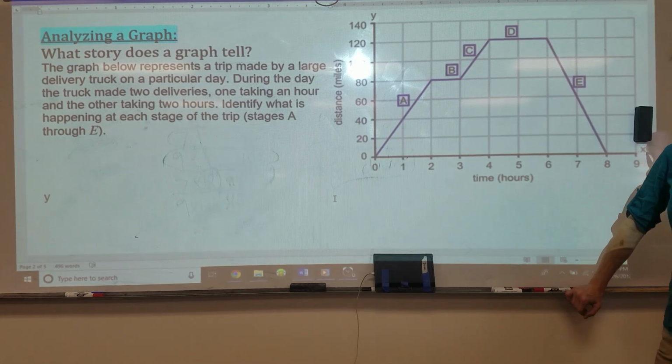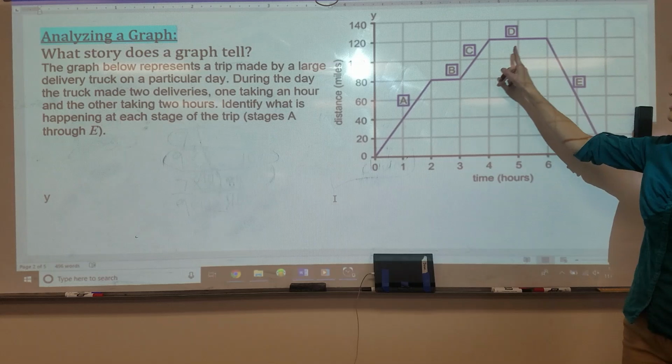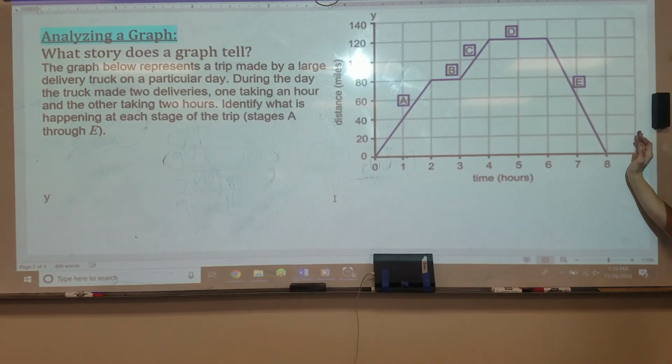Identify what is happening in each stage of the trip, stages A through E. So this is stage A, stage B, etc. Let's look at the graph and find out what the axes mean.